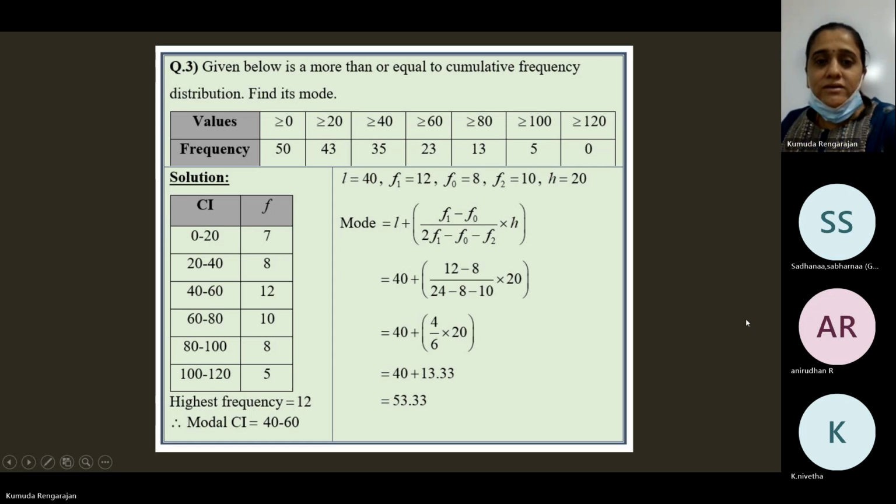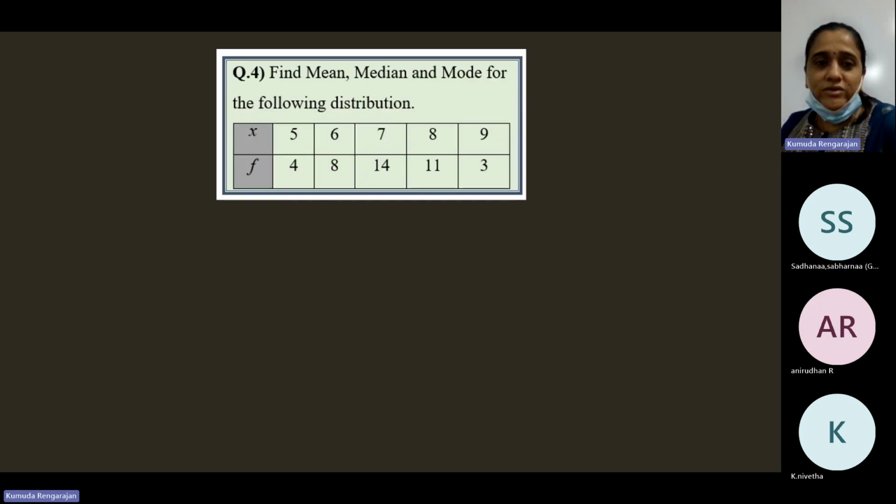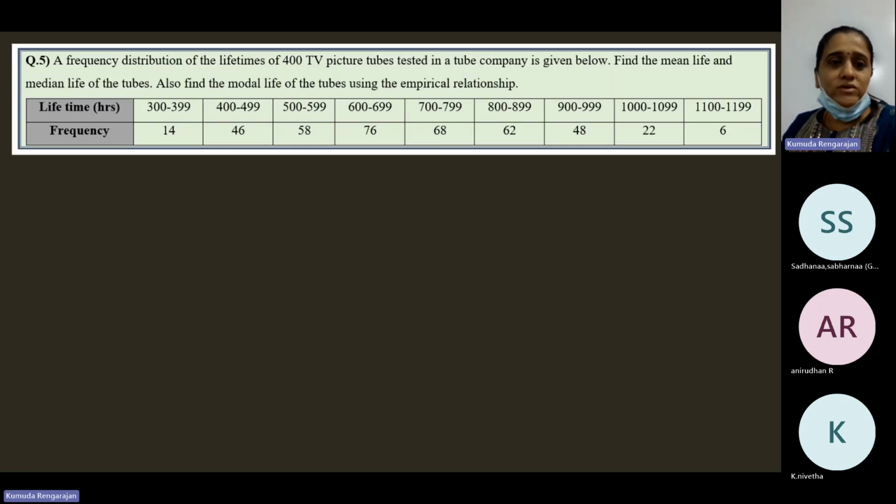Yes, so ma'am, here we were given a more than cumulative frequency distribution, and we were asked to find the mode, and we all successfully got it right. Very good. The rest is homework, you can do it.